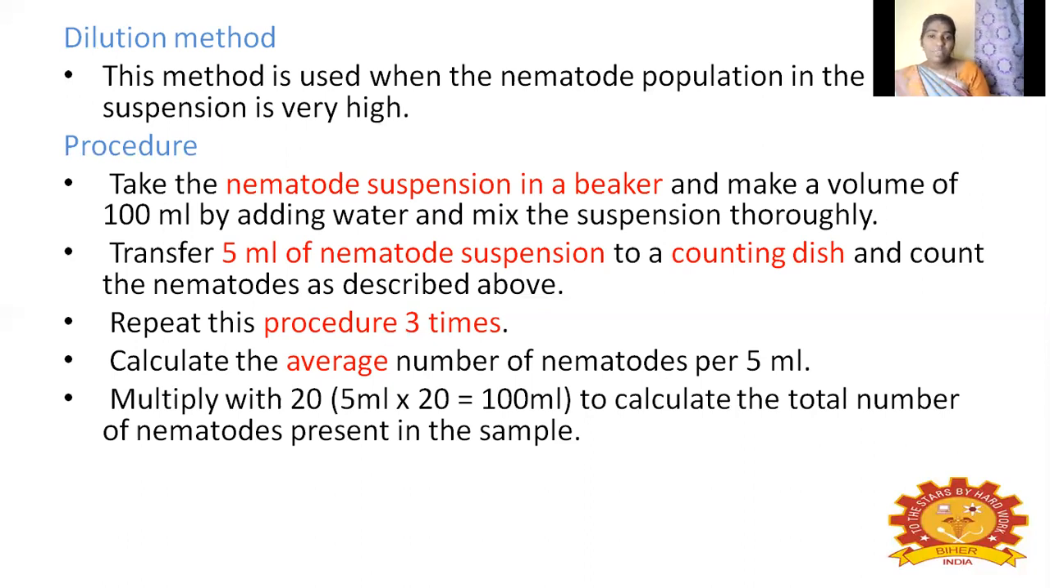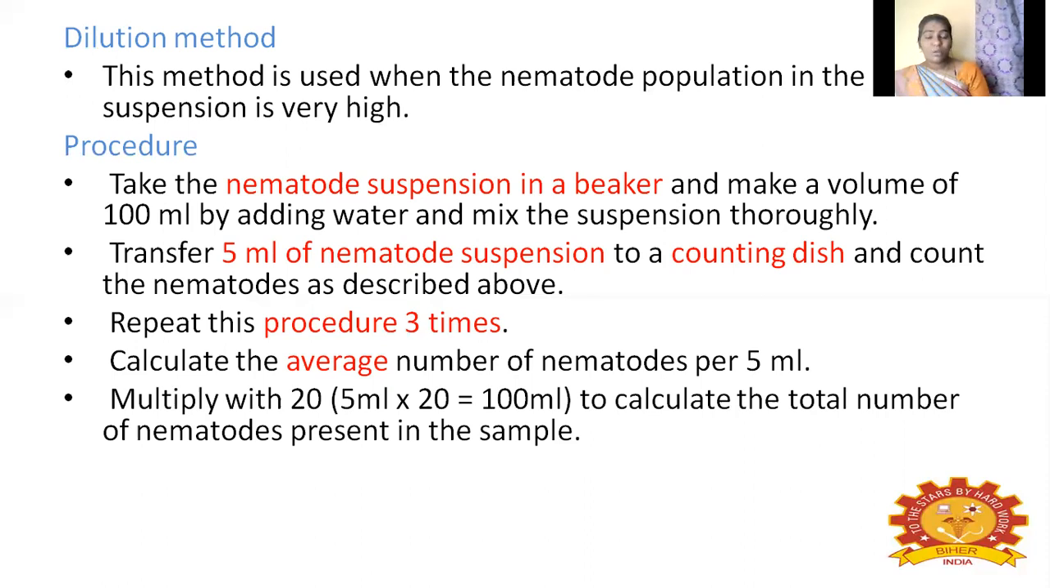After we mix this suspension, transfer 5 ml of nematode suspension to the counting dish. As usual, we count the nematode as described above. Repeat this procedure 3 times. First time we take 5 ml, add it into a counting dish, and count. Then again you add 5 ml. Like this, if you do this procedure 3 times, we can calculate the average.